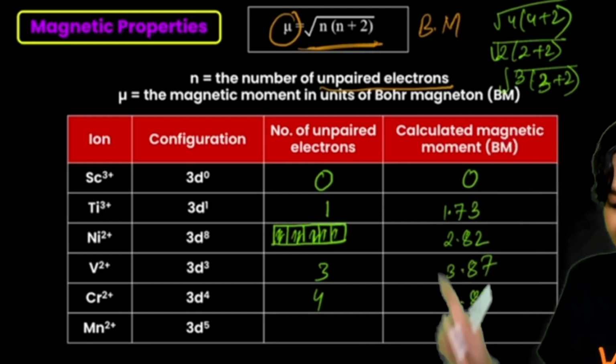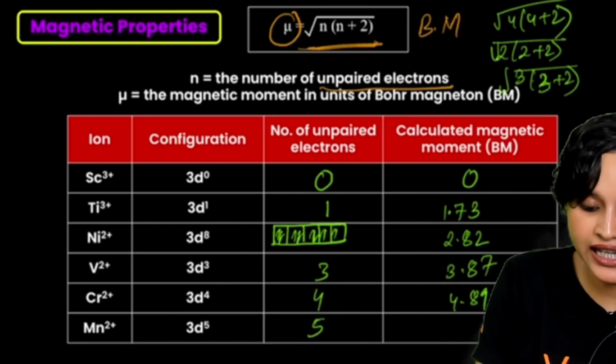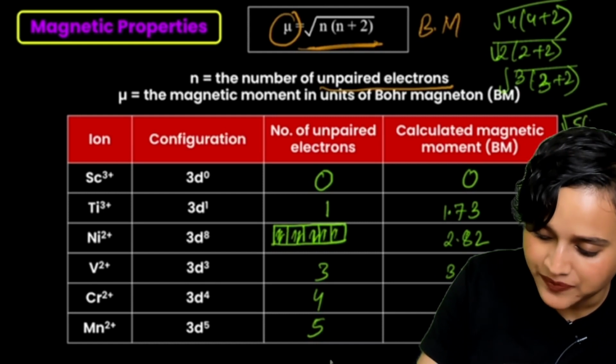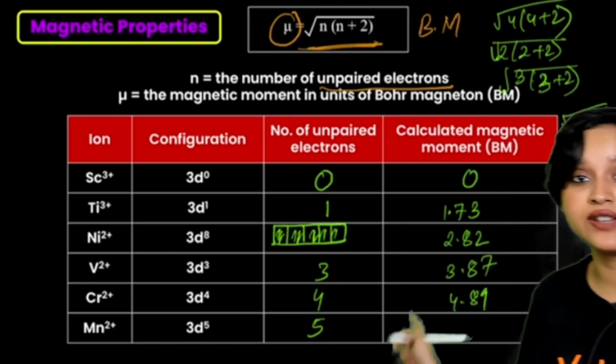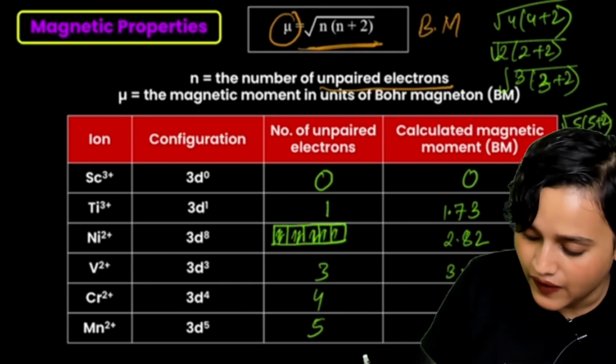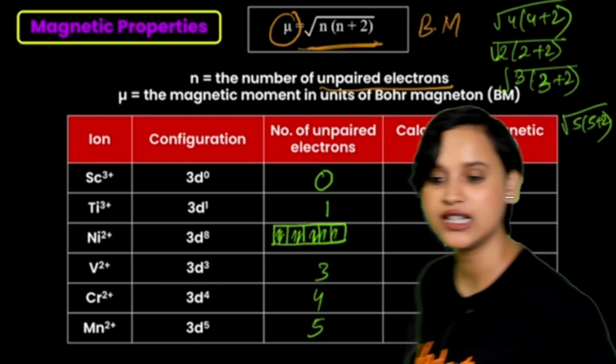4.89. Yes. Mn2+ is 3d5. That means there are 5 unpaired electrons. Okay, let's do it again, everybody. 5 plus 2 is 7, 7 into 5 is 35, so root over 35 will give you 5.91. Now, do you see a trend here, everybody?